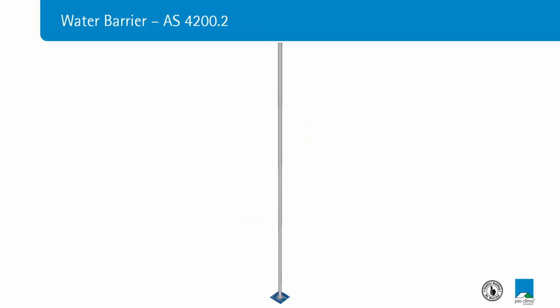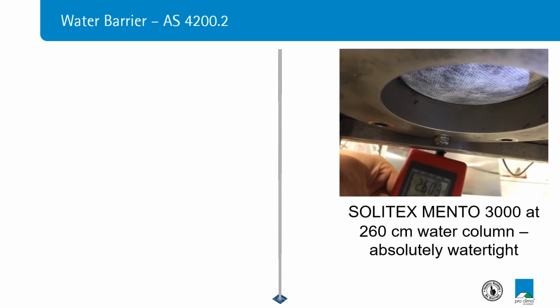But there are products on the market, pliable building membranes, that can hold as much as a 10 meter column of water. That's a significant amount of pressure, and still not leak water through the actual material itself. This is an image of the ProClimate Solitex Mento product at 260 centimeters head of water. This is 26 kilopascals of pressure, and you can see the bulge in the membrane from the pressure and still no water leaking through that membrane.